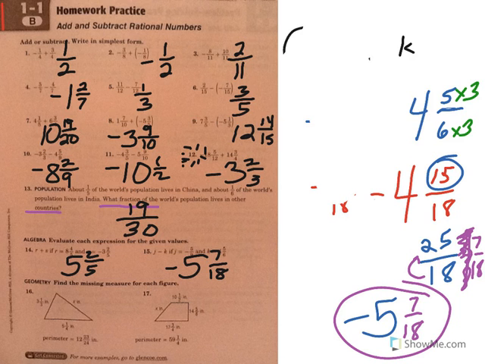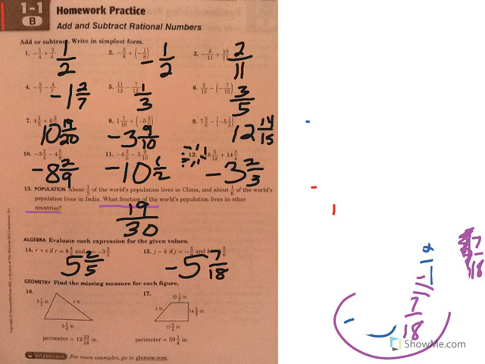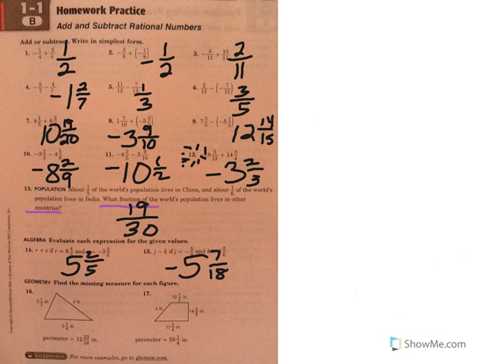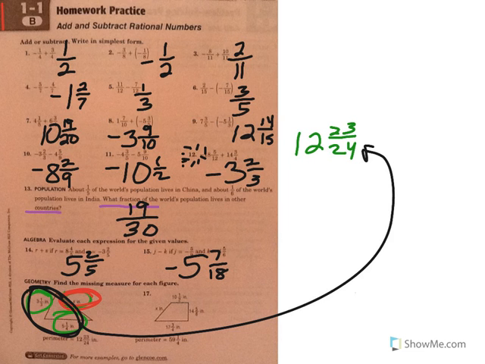Two more questions, perimeter questions I believe. It says find the missing measure for each figure. And they're telling us the perimeter, which is the length of all the sides added up. So they're saying this plus this plus this equals 12 and 23/24. Now knowing that, to find the missing side, all I have to do is add these two sides up and then subtract it from this right here.